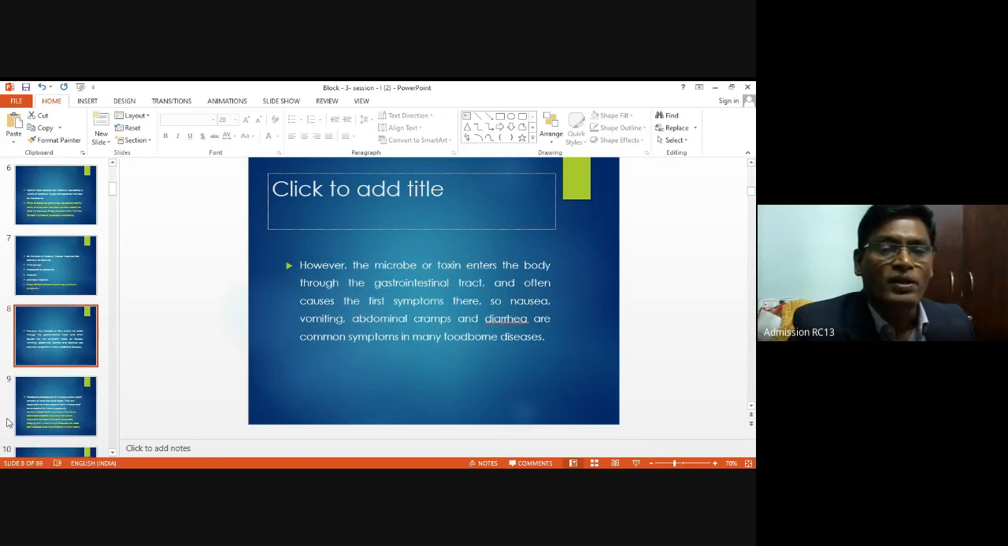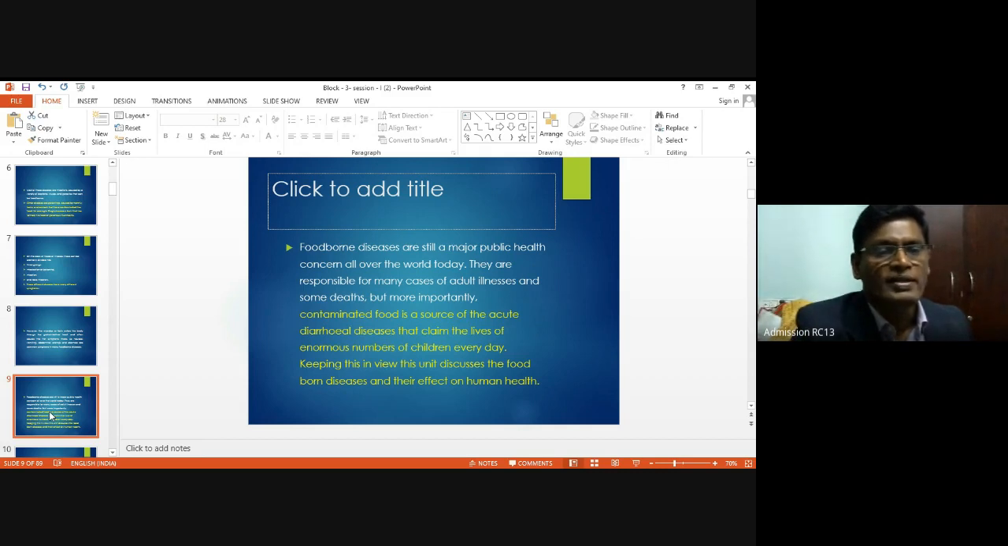The microbe or toxins enter the body through the gastrointestinal tract and often cause the first symptoms there. In the way of exhibiting, for example, nausea, vomiting, abdominal cramps and diarrhea are the common symptoms in many foodborne diseases. Once we experience food poisoning after consumption of the food, we may exhibit these kinds of symptoms of food poisoning.